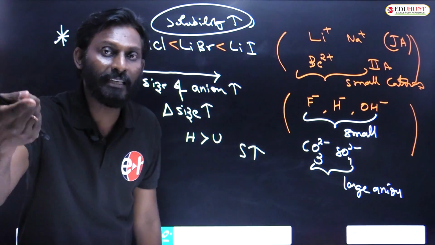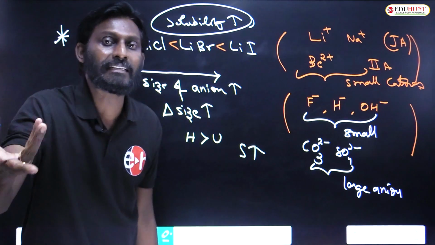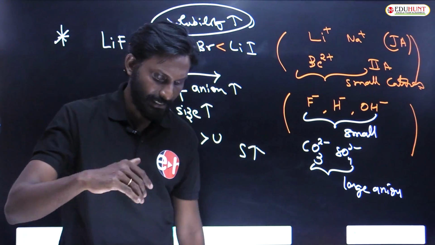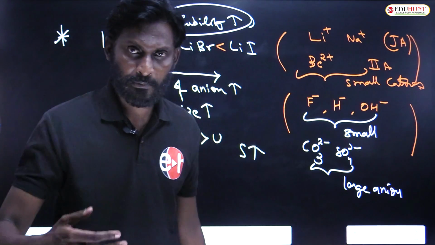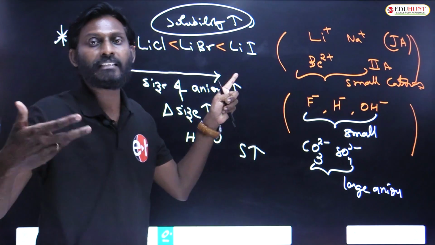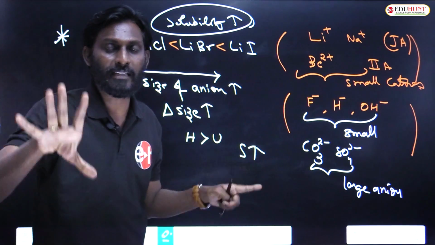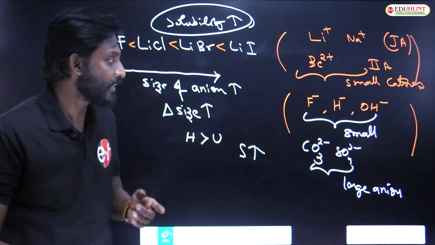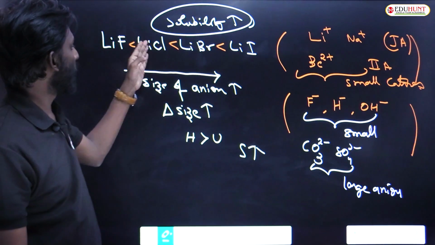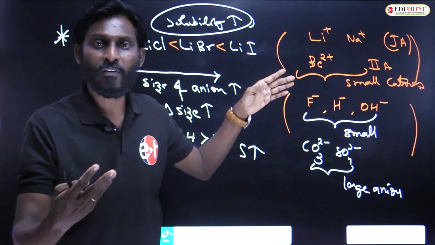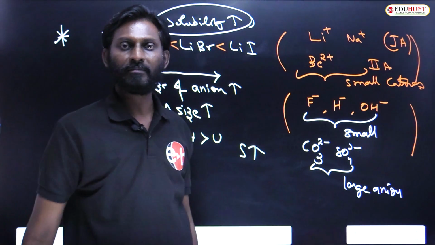If polarizability increases, what happens? Covalent character increases. Polarizing power and polarizability I'll explain in the next class. But the point is, if the anion size increases, what happens? Polarizability increases. If polarizability increases, covalent character increases. It means compared to lithium fluoride, this is more covalent. More covalent means less soluble in ionic.